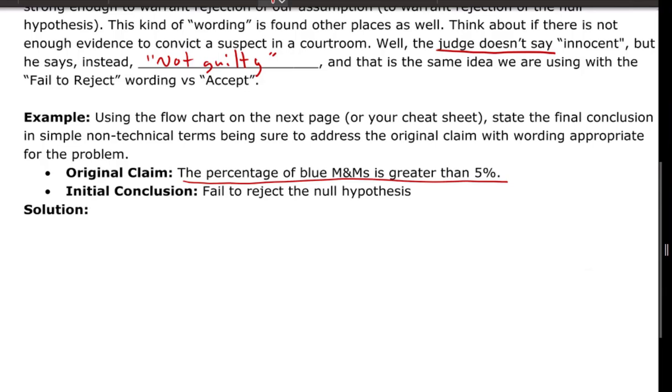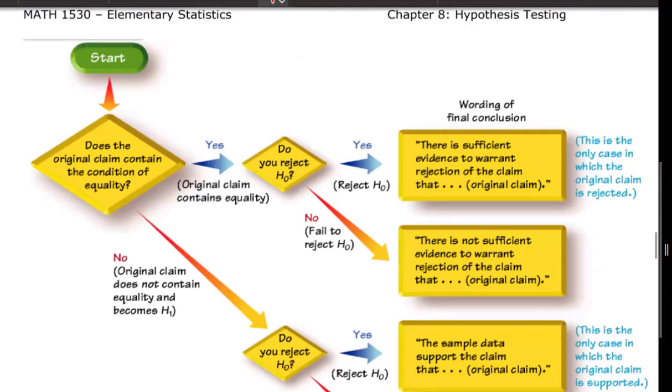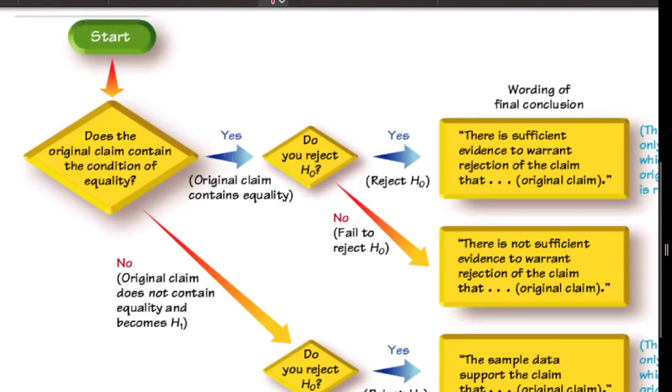But then it says our initial conclusion ends up being fail to reject the null hypothesis. So we actually have an initial conclusion from whatever scenario they have here. Well, how do we get the final conclusion's wording? That's what we want to focus on. And this is what I'm going to say is use the flowchart on the next page to help guide you to that solution. So looking down here, we see, of course, start here. Does the original claim contain the condition of equality?